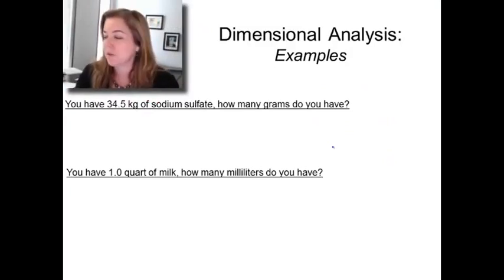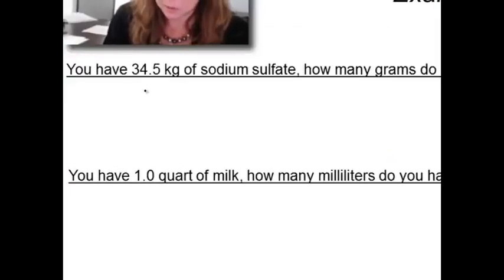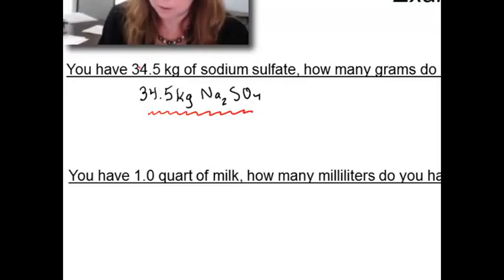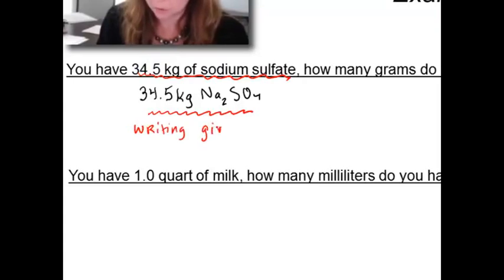Okay, so let's do a couple of examples. Let's start with this. You always write down your given. If you don't know anything else to do, write down your given. So there's my given. We know this to be the case because the problem tells us this. So this is writing your given, and that's step 1.